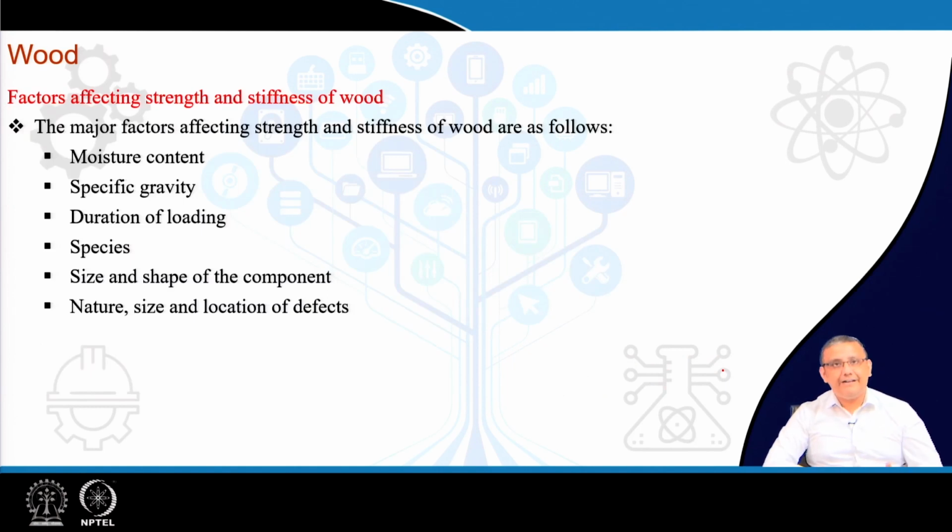Now, there are different factors which affect the strength and stiffness of wood. Among them, we will discuss some of the factors over here. The most important factors are, as you can see over here, moisture content, gravity, loading direction, and also other properties like the species, which kind of wood is being loaded, the size and shape of the component, because typically it is observed that the bigger the component, the lower the strength, and also the nature, size and location of the defect. That means the more defects are present, as expected, the lower the strength will be.